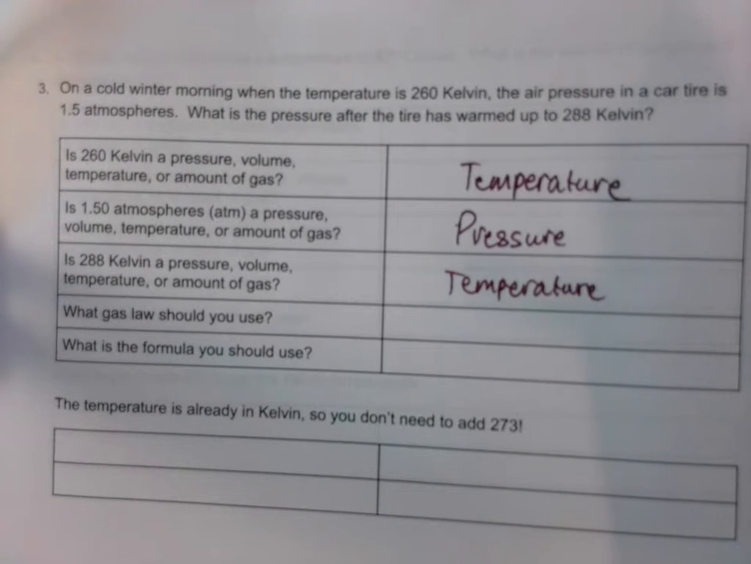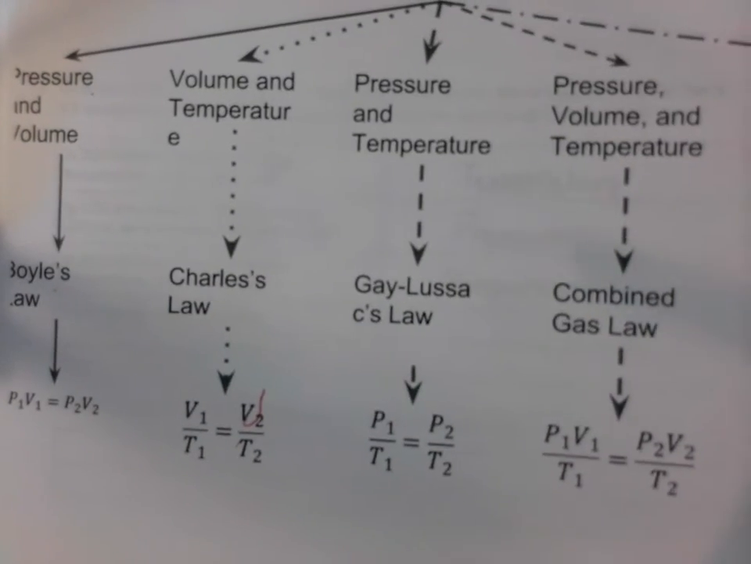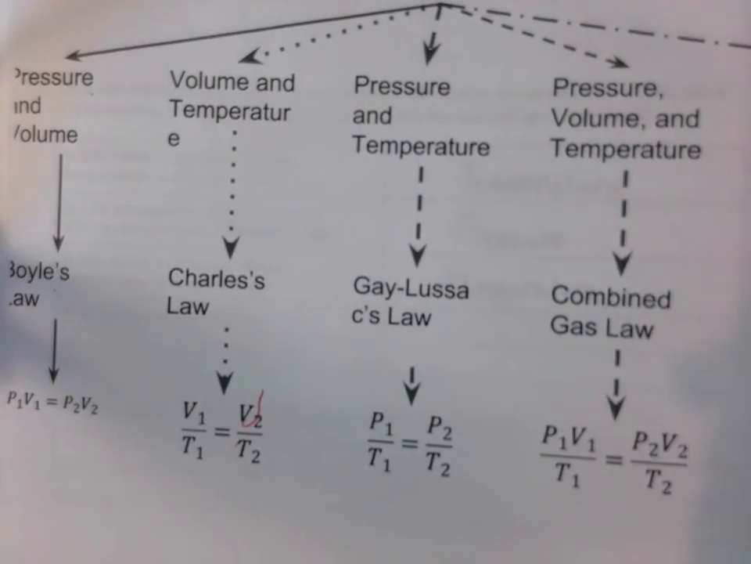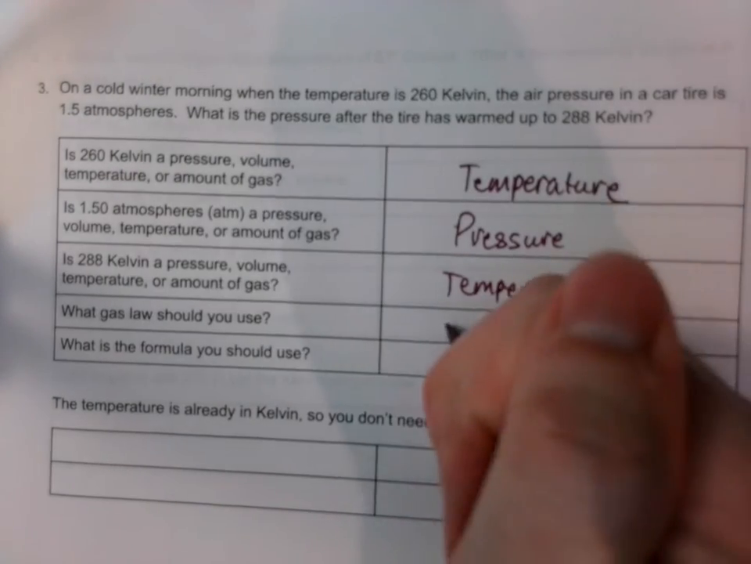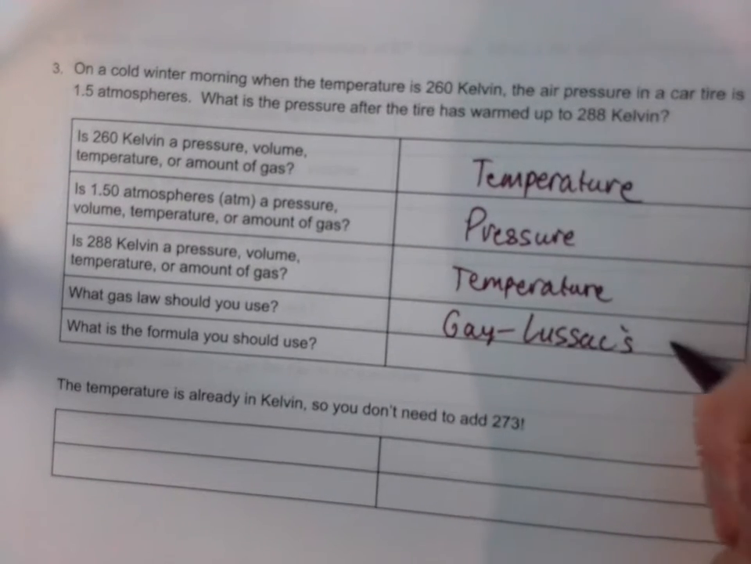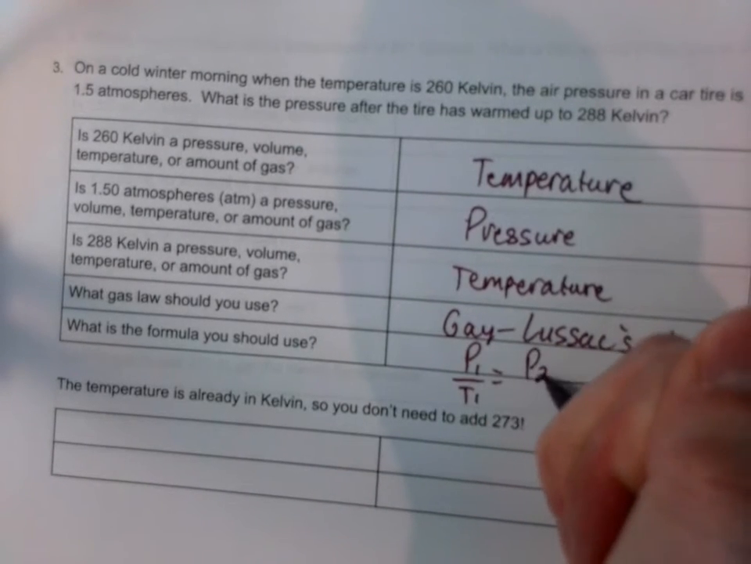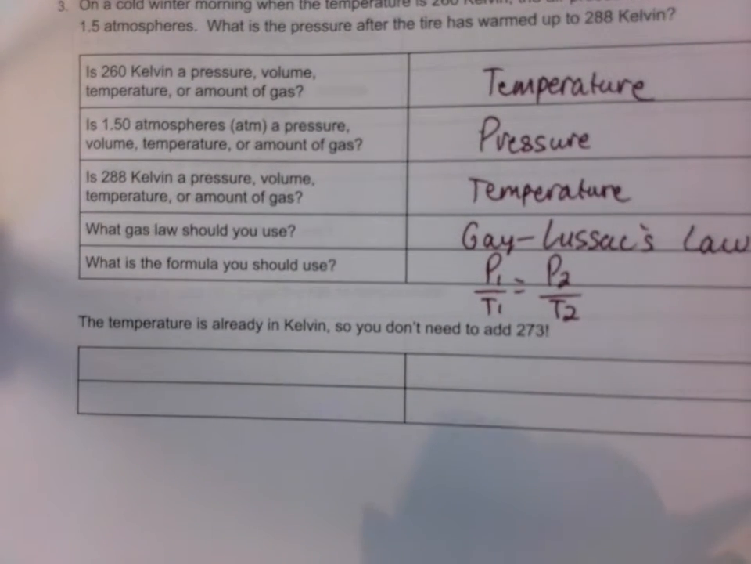What gas law should we use? Alright, we have pressure and temperature. So if we look at our gas laws flow chart, pressure and temperature is this one right here. Pressure and temperature, Gay-Lussac's law, is going to be the middle one. P1 over T1 equals P2 over T2. This is Gay-Lussac's law, and here's the formula. The temperature is already in Kelvin, so you don't need to add 273.